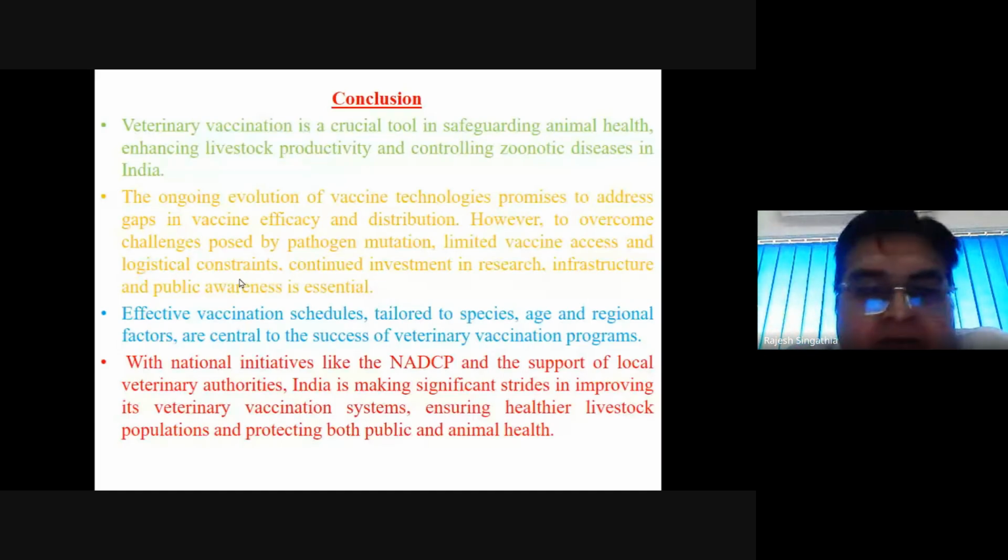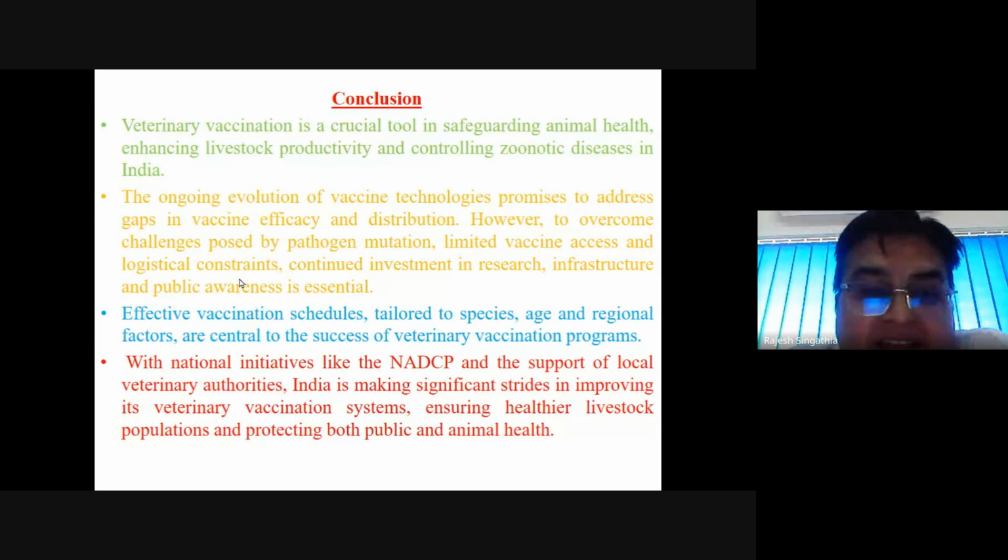So now our last slide. What is the conclusion of this lecture? Veterinary vaccination is a crucial tool in safeguarding animal health, enhancing livestock productivity, and controlling zoonotic disease in India. We already discussed this point. The ongoing evolution of vaccine technology promises to address gaps in vaccine efficacy and distribution. However, to overcome challenges posed by pathogen mutation, limited vaccine access, and logistical constraints, continued investment in research, infrastructure, and public awareness is essential.